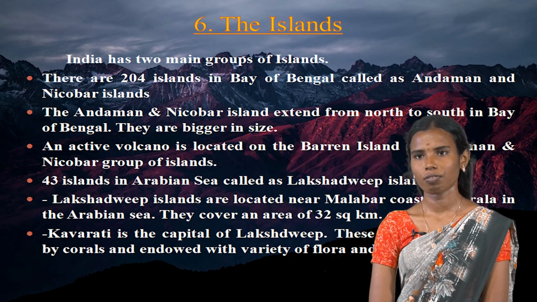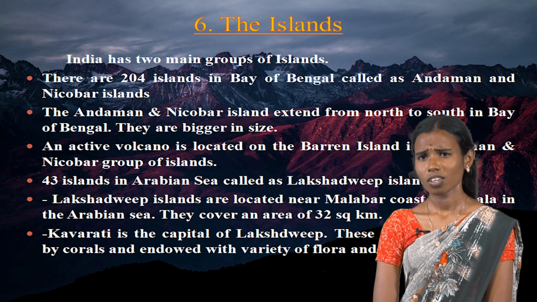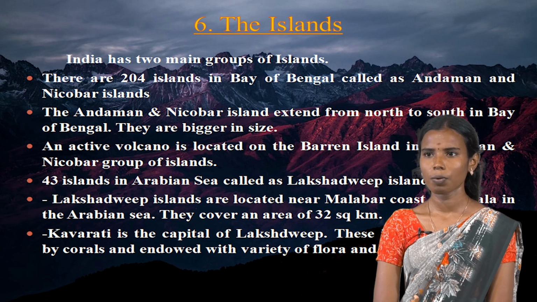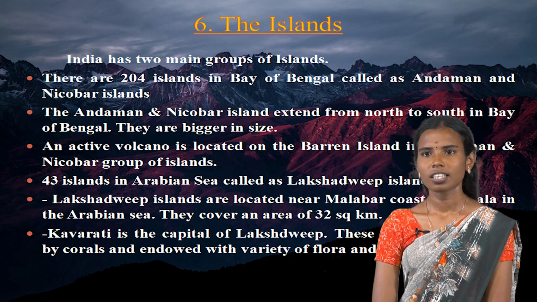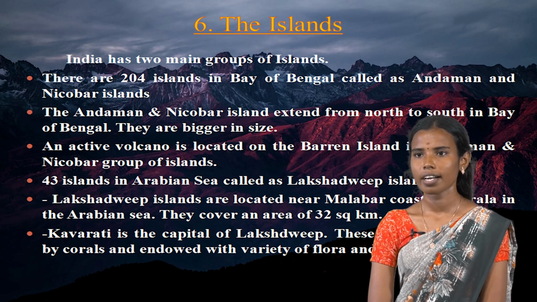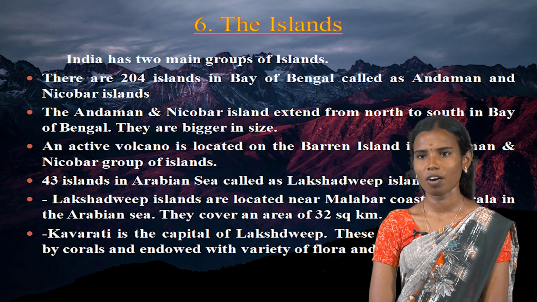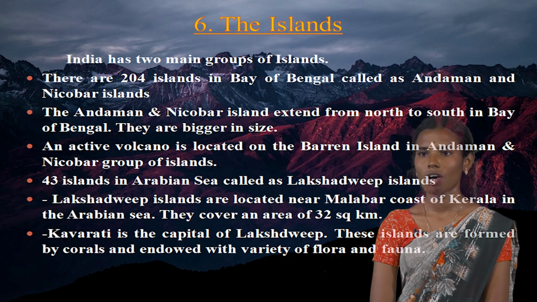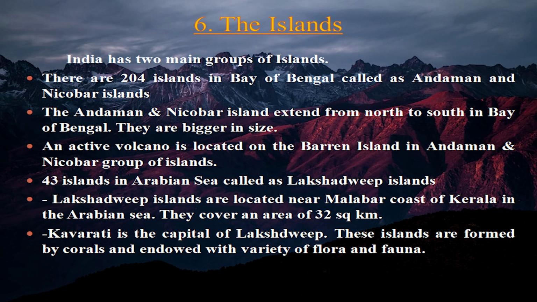Then the sixth and final one is the islands. India has 2 main groups of islands. One is Andaman and Nicobar and the second one is Lakshadweep. There are 204 islands in the Bay of Bengal called Andaman and Nicobar group of islands. These islands extend from north to south in the Bay of Bengal and they are larger in size. An active volcano called Barren Island is located in the Andaman and Nicobar group of islands.